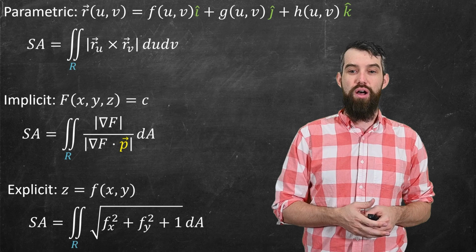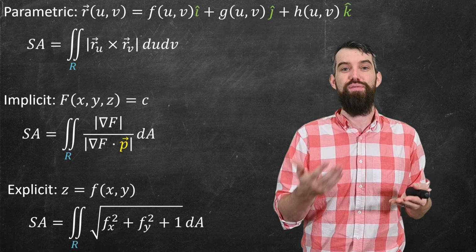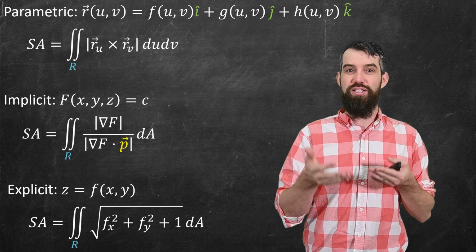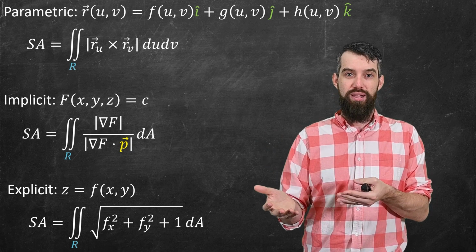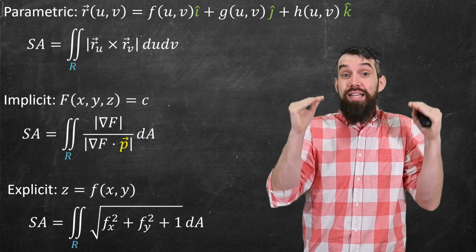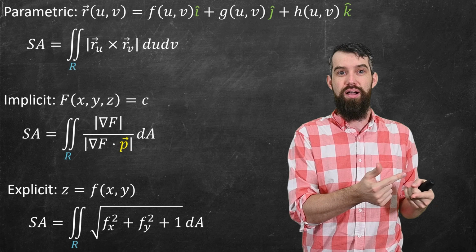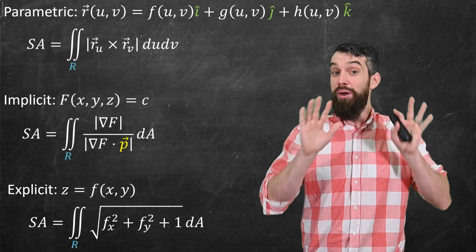And then finally, we saw that when it was described explicitly, z as a function of x, y, it could be described as the double integral of square root of fx squared plus fy squared plus 1. So the point is, 3 different ways to describe a surface, 3 different methods to compute out the surface area of that surface. Okay, so that's what we did in the past.